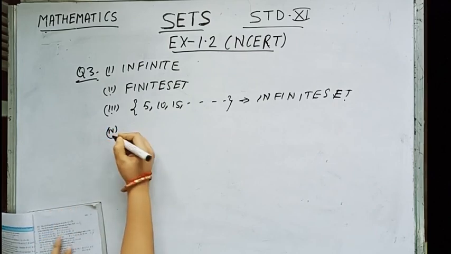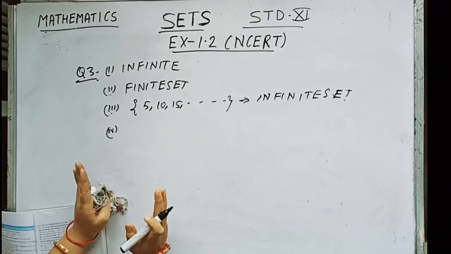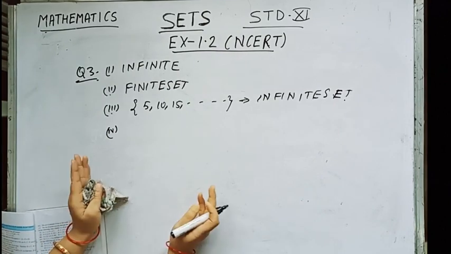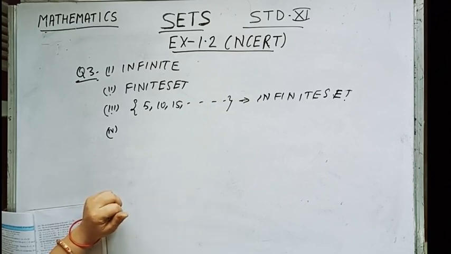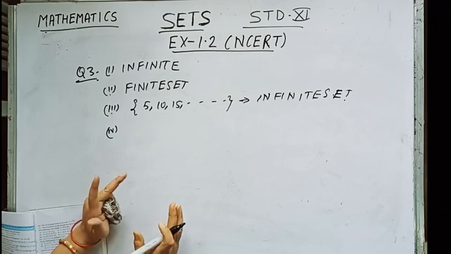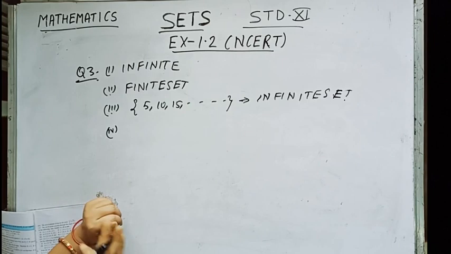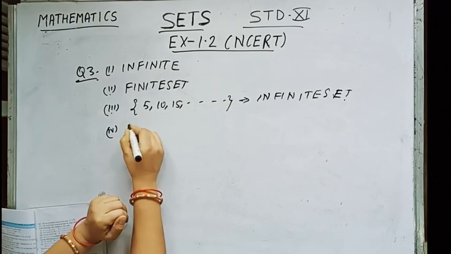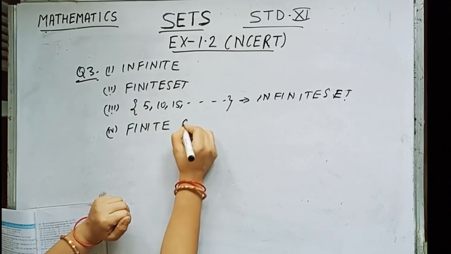Number 4, the set of animals living on the earth. Now children, obviously the set of the animals living on the earth is too many, is too big in number, but they are limited. I know that if some geographical or any survey is going on to count the number of the animals, it can be counted anyhow, but it is big in number, so we will say this also is a finite set. Big in number but finite.